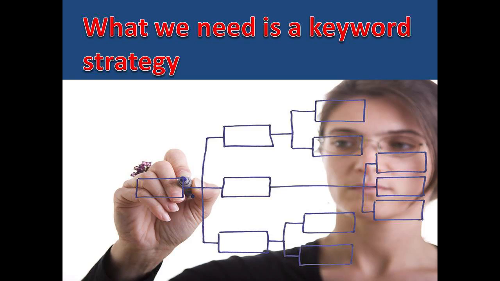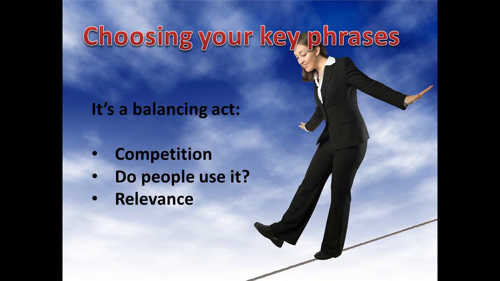We've spent some time now talking about keywords. And what we need to do is to bring those strands together. In fact, what we need is a keyword strategy. And our strategy for choosing keywords is all based around a balancing act. We're really having to balance the size of the competition against whether real people do use the search term, and its relevance.